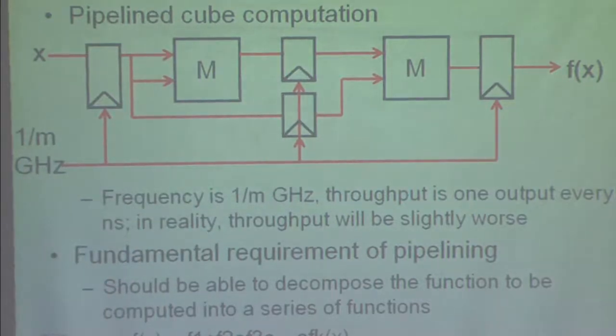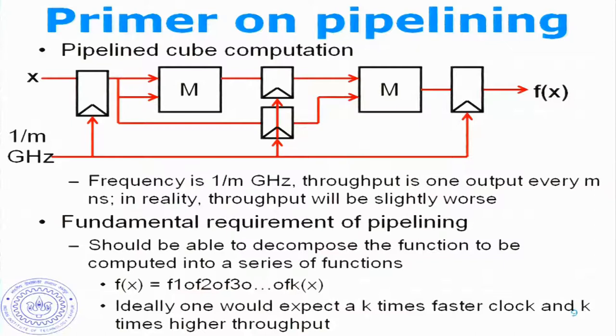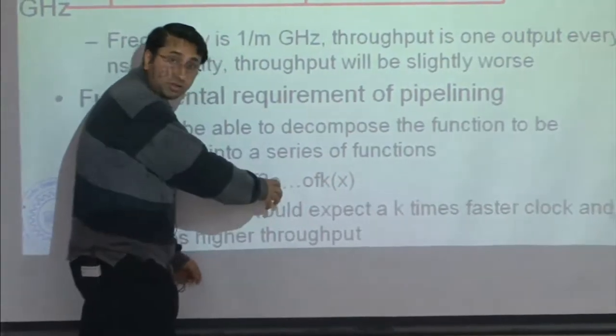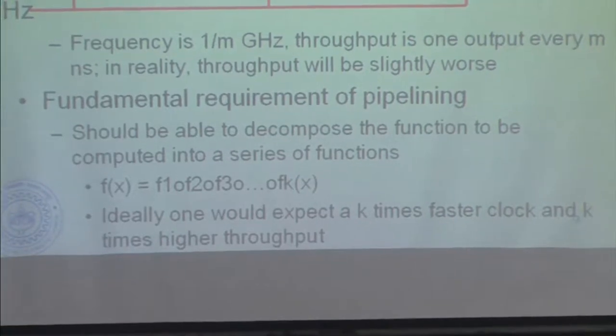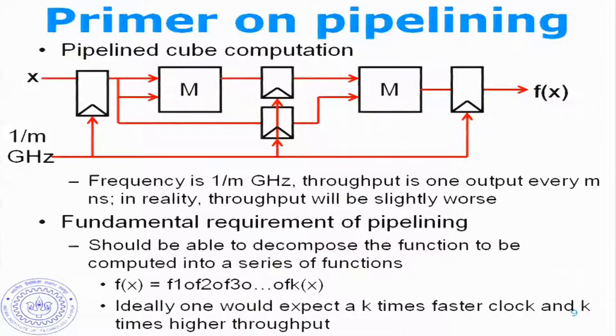So the fundamental requirement of pipelining is that you should be able to decompose a function to be computed into a series of functions. So in other words, you should be able to express f(x) as such a sequence of functions. Okay, all right. So in one stage, I do f_k(x). In the next stage, I'll do f_(k-1) of that, and so on and so forth. Okay. Ideally, one would expect a k times faster clock and k times higher throughput.